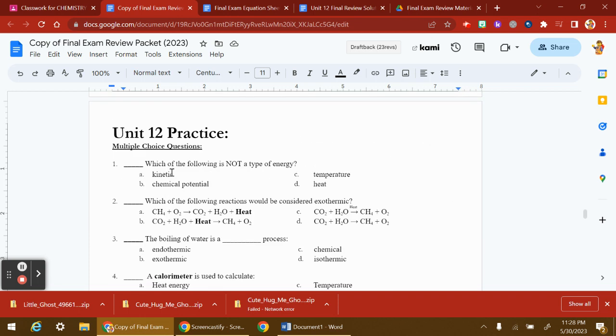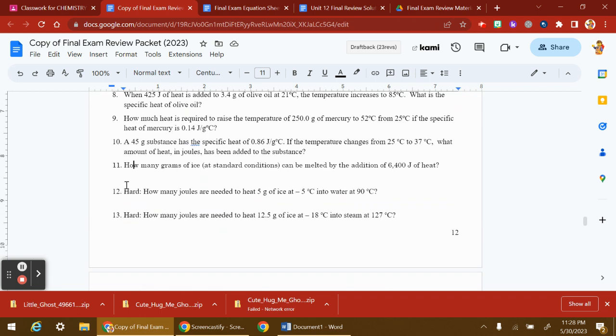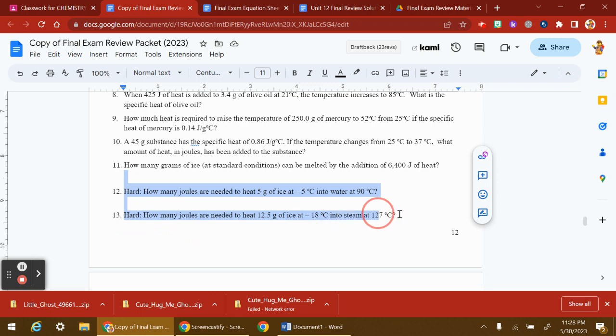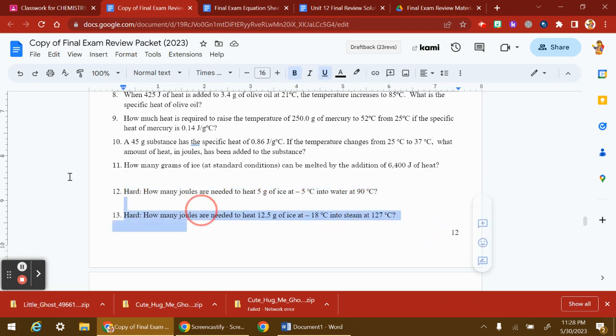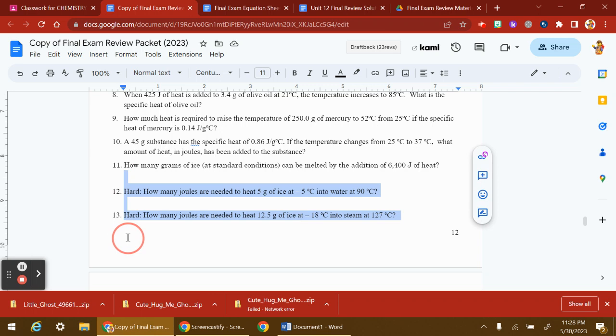All right, guys, this is your Unit 12 review, open-ended. Let's take a look at problems 12 and 13. Now, are you going to get problems like this on the final, these multi-step thermochemistry equations? Yes, you are. But I am going to help you structure the question.